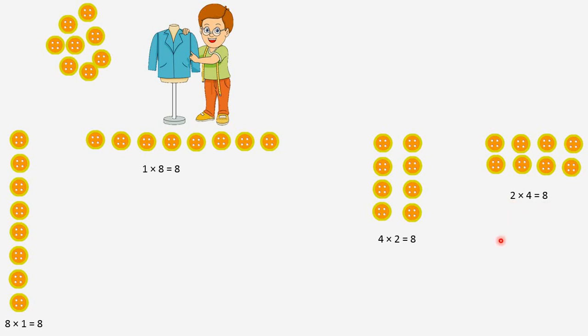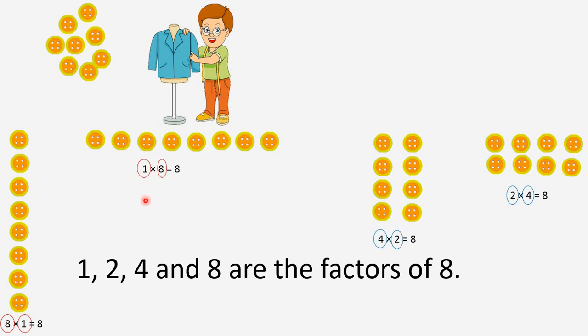So now kids, you may observe here that the numbers 1, 8, 2 and 4 are repeating themselves in different combinations. But we are not supposed to write any number again and again. So we will only use these numbers once. And we may say that these numbers multiply with each other in particular sets to give you the factors of 8. So you may say that 1, 2, 4 and 8 are the factors of 8.